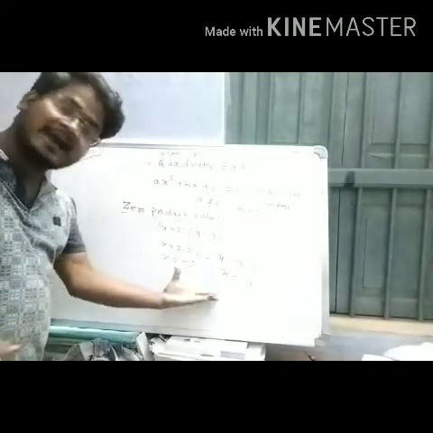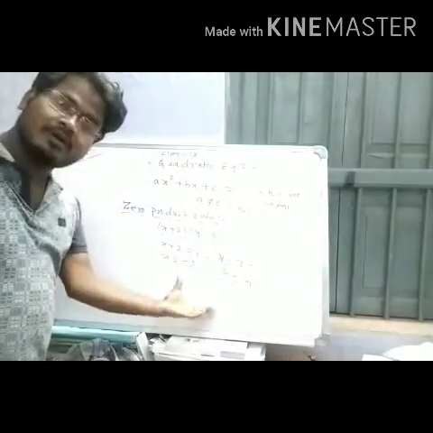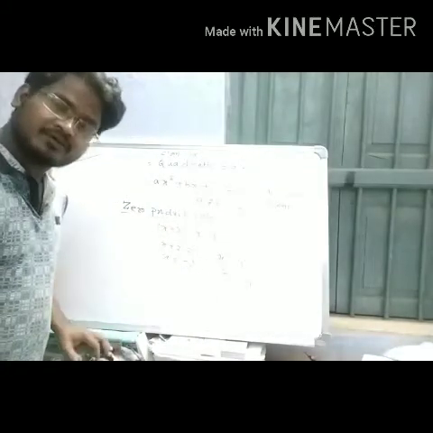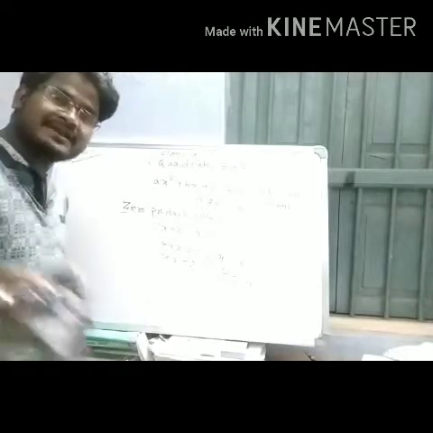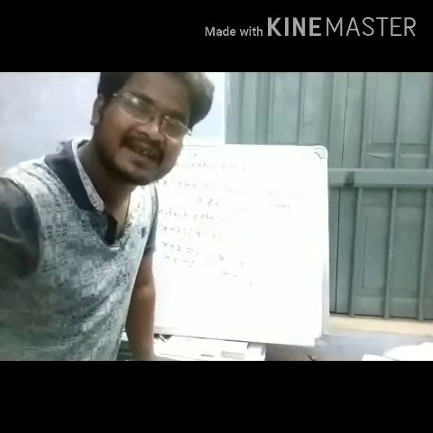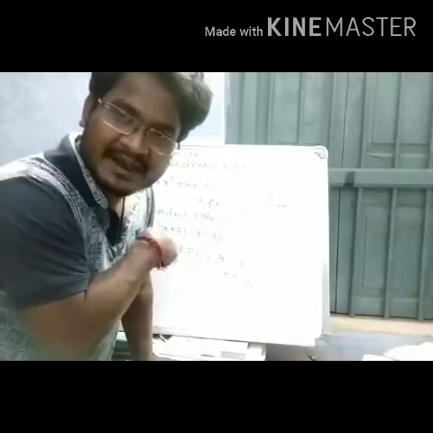Then you have to find the zero product rule. With this zero product rule, you have to find the value of variables. Okay, this is very easy. Factorization means nothing but the middle term. You have finished the middle term now.